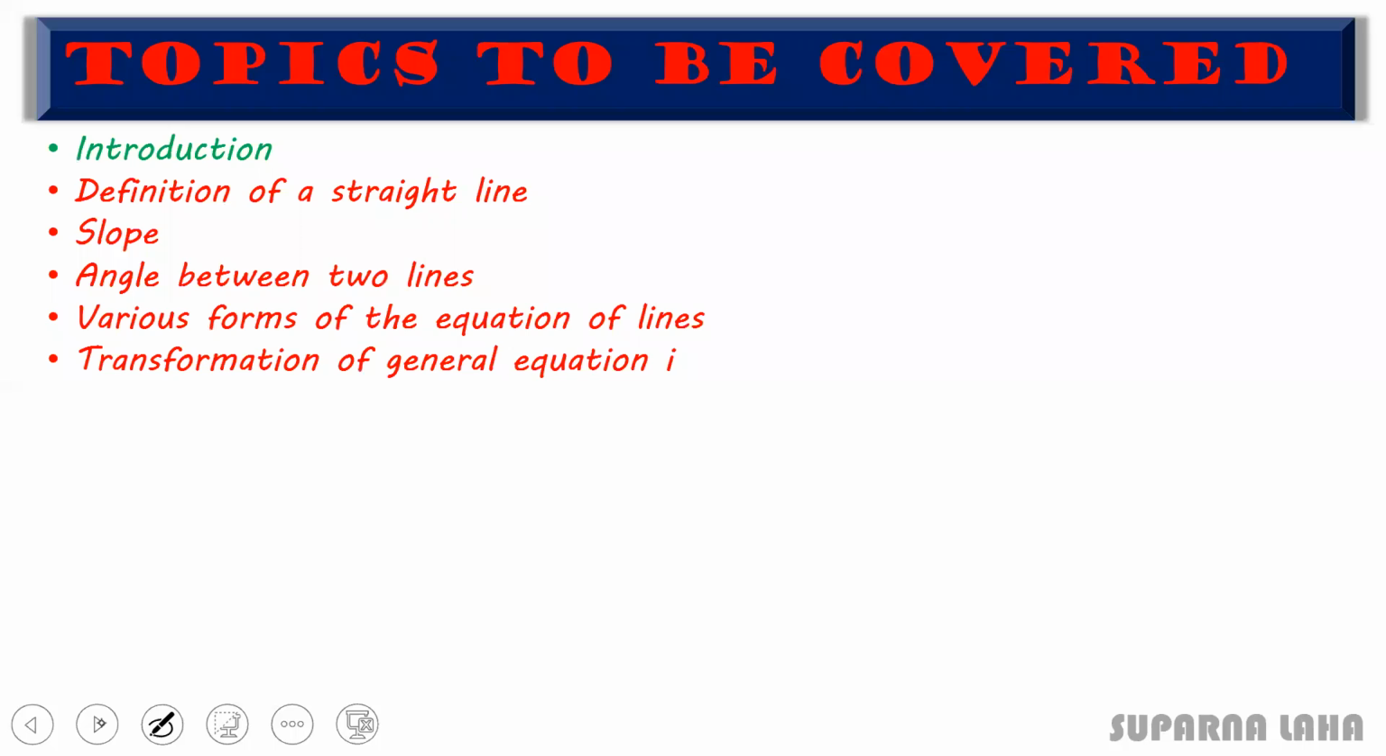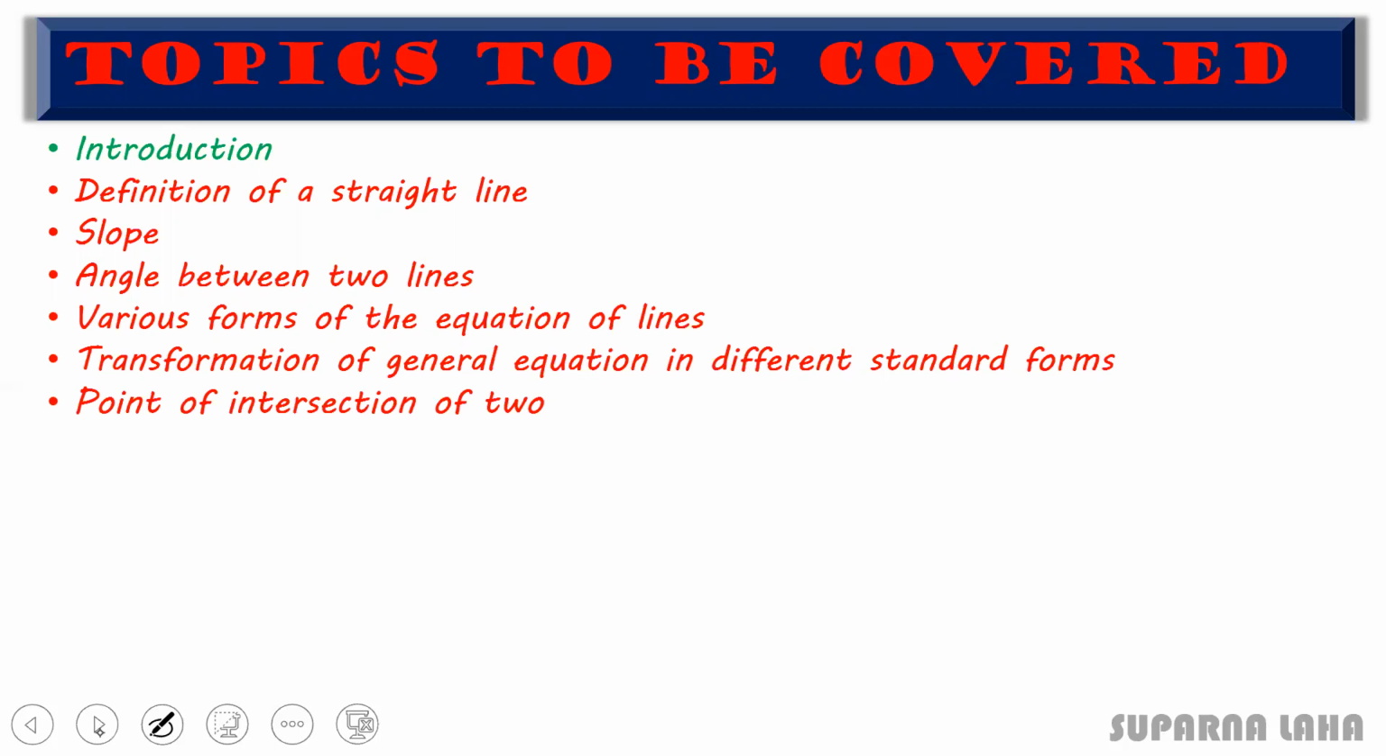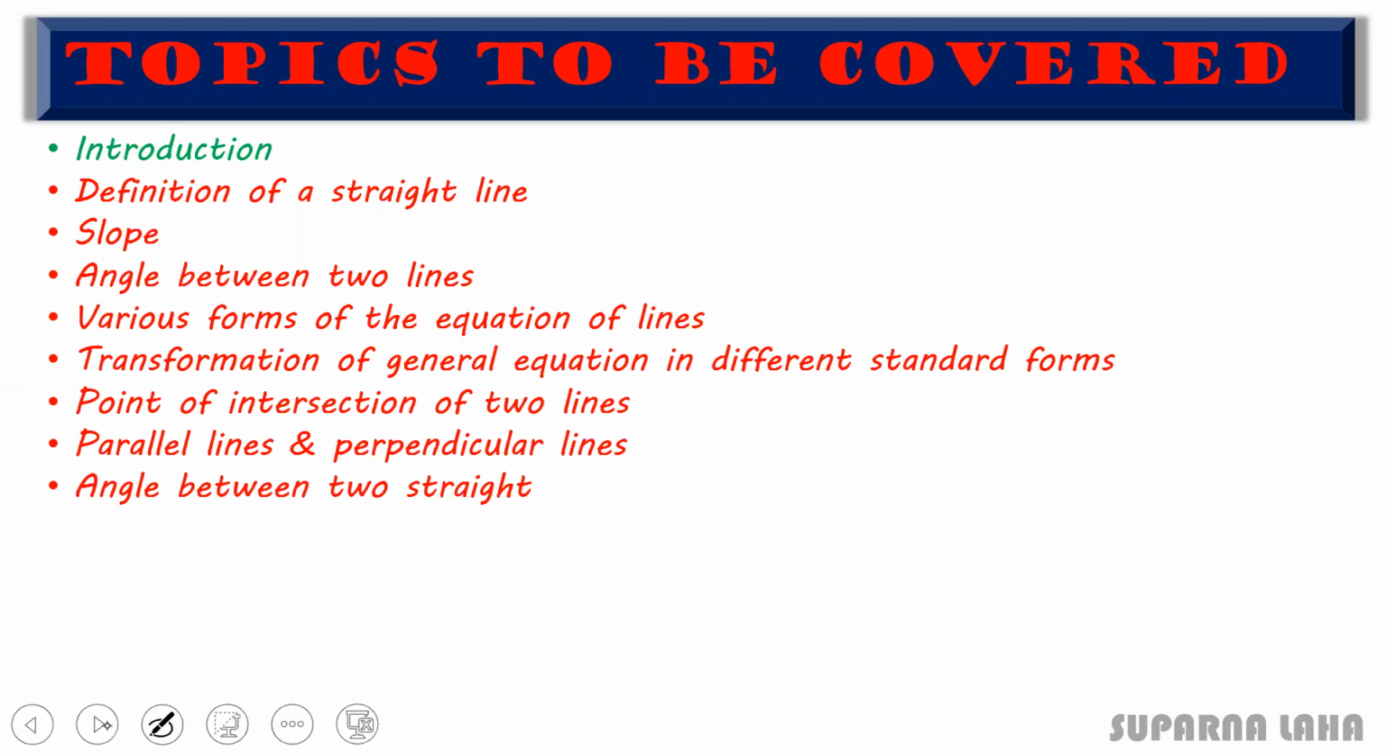Then its transformation from general to standard and standard to general equations, point of intersection of two lines, then parallel lines and perpendicular lines, their equations, their properties, angle between two straight lines when their equations are given. And for the first one, we will talk about the angles between lines when their slopes are given.